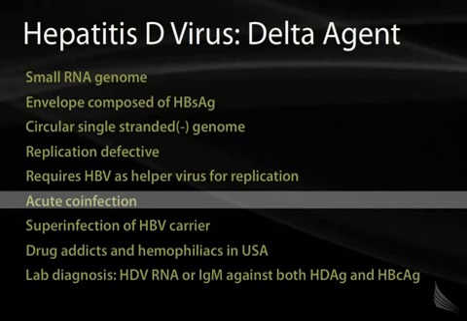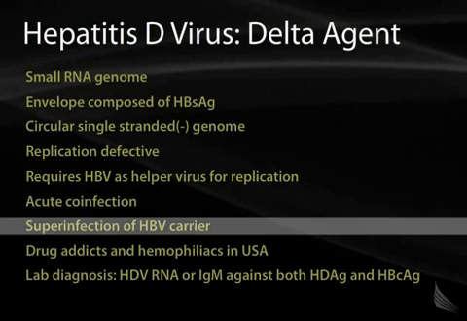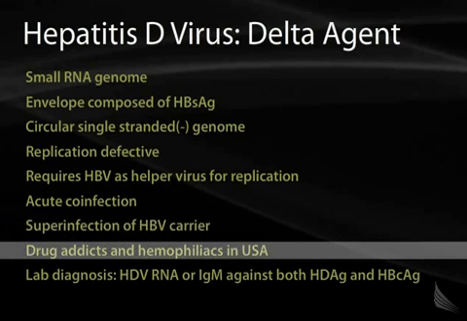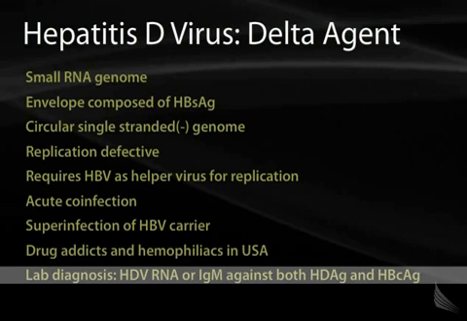So you can have acute co-infection, where both viruses infect the same cell, or you can have superinfection of an HBV carrier. It's common in drug addicts and hemophiliacs in the U.S., and the lab diagnosis includes HDV RNA, or an IgM against both HD antigen and HB core antigen.